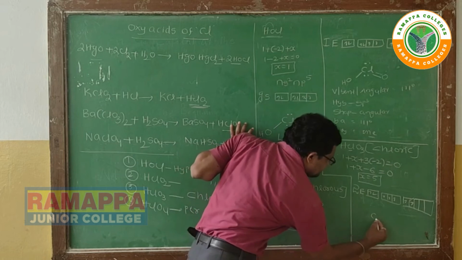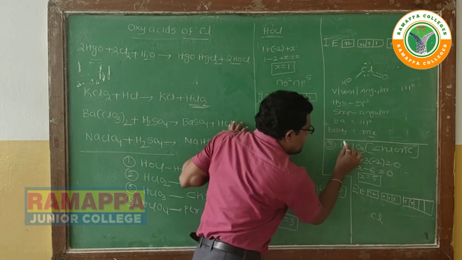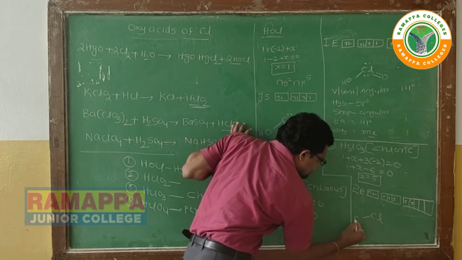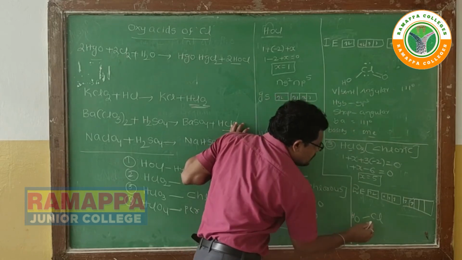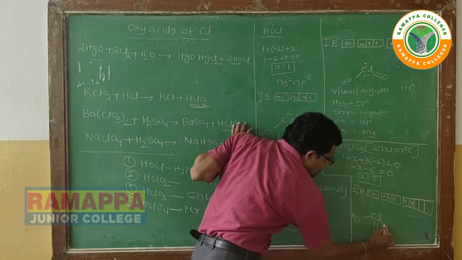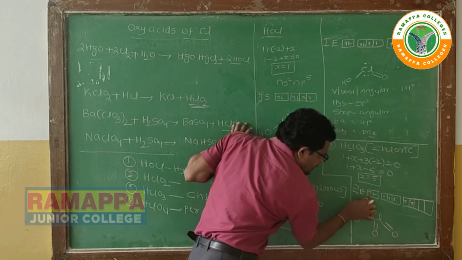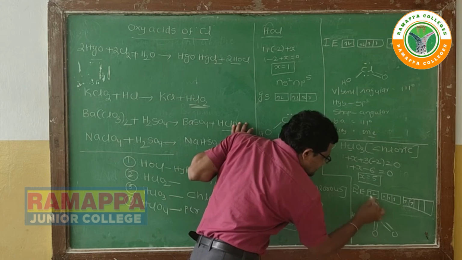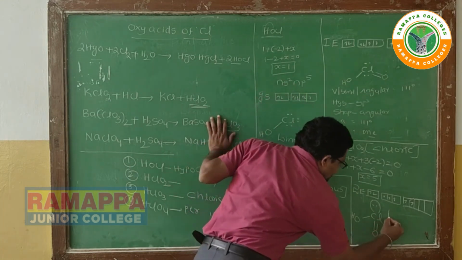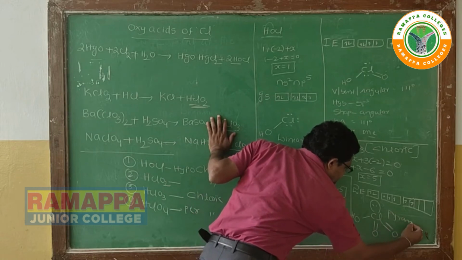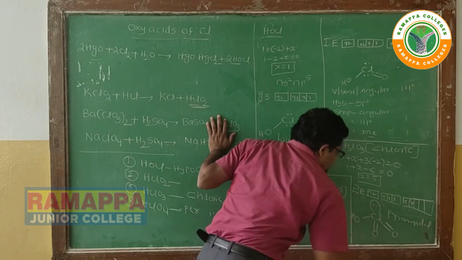Now what is here? Chlorine is the central atom. How many OH? 1 OH. Remaining how many oxygen is there? 2. That is double bond O, double bond O. How many lone pairs of electrons? 1. So this is 1 lone pair of electrons. Its shape of the molecule is pyramidal.